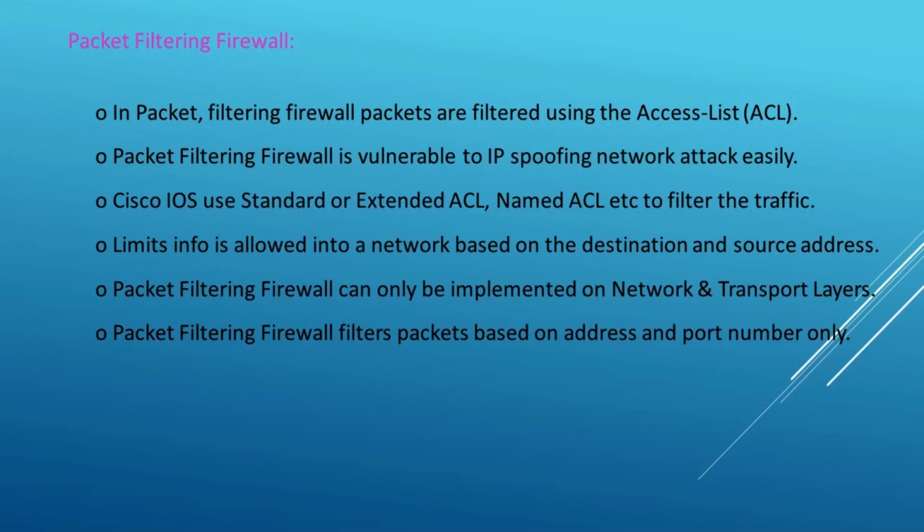Another type of firewall is the packet filtering firewall. In a packet filtering firewall, packets are filtered using the access list, ACL. A packet filtering firewall is vulnerable to IP spoofing network attacks easily. Cisco IOS uses standard or extended ACL, named ACL, etc. to filter the traffic.